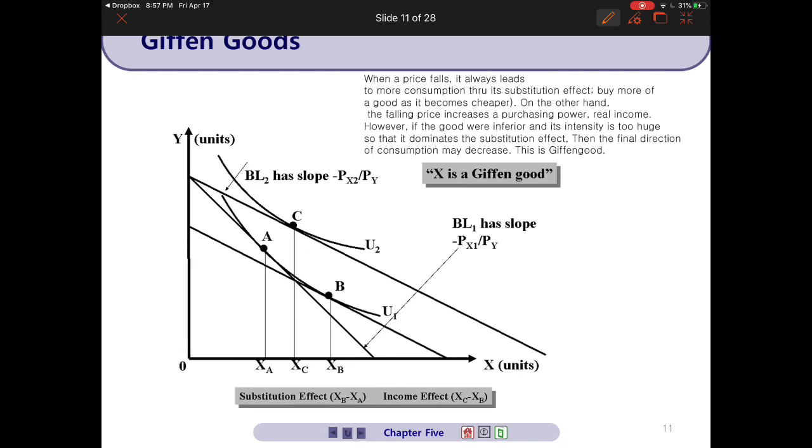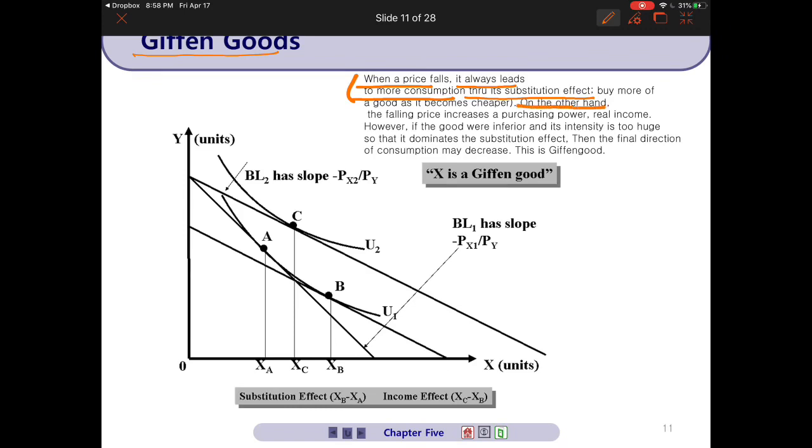Right, this one. So in the Giffen good definition, when a price falls, in an ordinary case it leads to more consumption through its substitution effect, right? The substitution effect says when price falls, consume more of that good because it becomes cheaper. If it becomes cheaper, consume more. If it becomes relatively expensive, consume less, right?